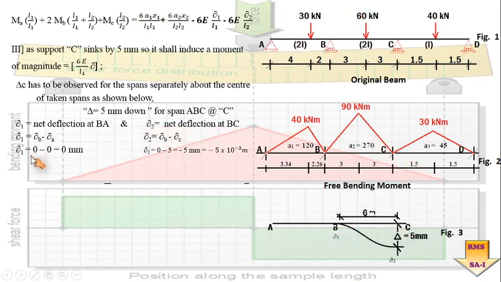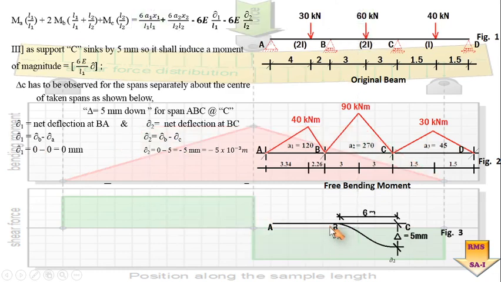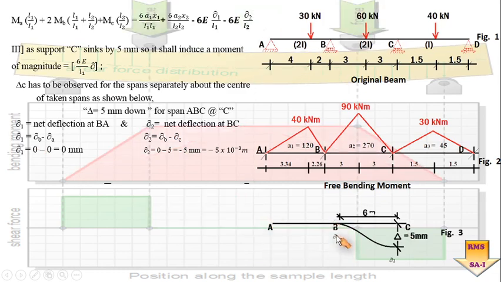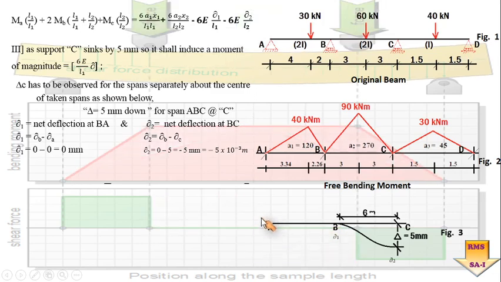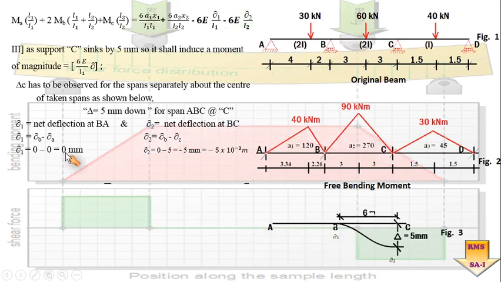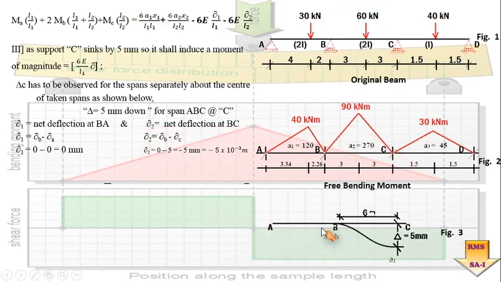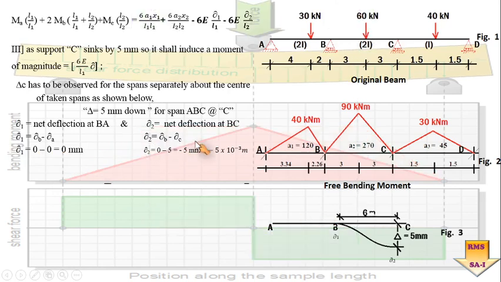Here we already know delta B is equal to 0. There is no sinking at this particular point B, whereas at A also there is a sinking equal to 0. So delta 1 is equal to 0 minus 0, which is equal to 0. But this doesn't happen for the other span BC. So here delta 2 is equal to delta B minus delta C.